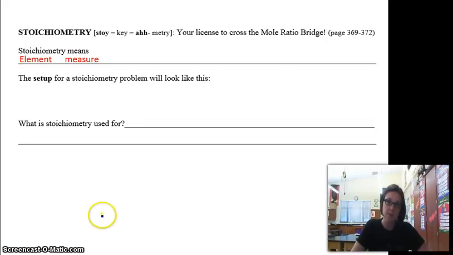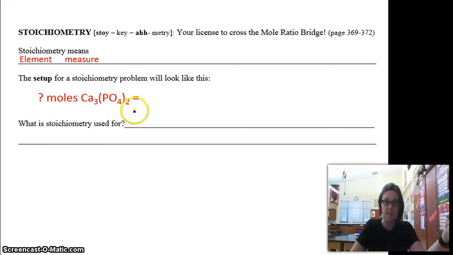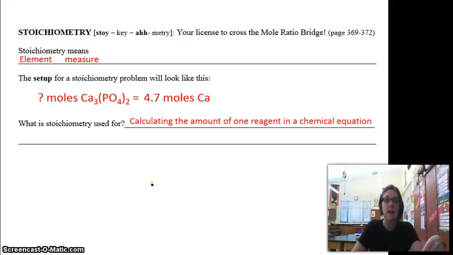The setup for a stoichiometry problem is maybe gonna look the way the beginning of a mole conversion problem looked, like how many moles of calcium phosphate. But what will be different is on the other side, you'll be given maybe moles, maybe grams of a different chemical. And the way those two things are related would be through a chemical reaction. We would use stoichiometry so that we could calculate the amount of one reagent, like the moles of calcium phosphate, that could be produced in a chemical equation when we know the amount of a different reagent. So like in this case, we know the amount of moles of calcium.